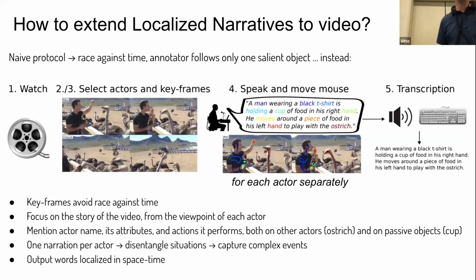We ask the annotators to mention the actor name, its attributes, the actions it performs, both on the other actors, like the ostrich, and on passive objects like the cup. And this one narration per actor has the added advantage that you disentangle complex situations. In the dataset, we have stuff like 5 monkeys jumping on a banana at the same time. And of course, what you get are words that are localized in space-time.